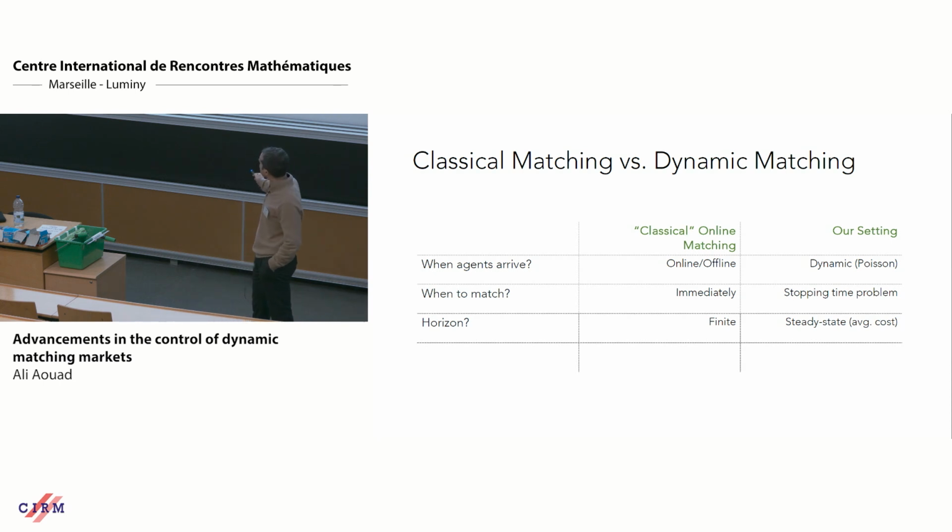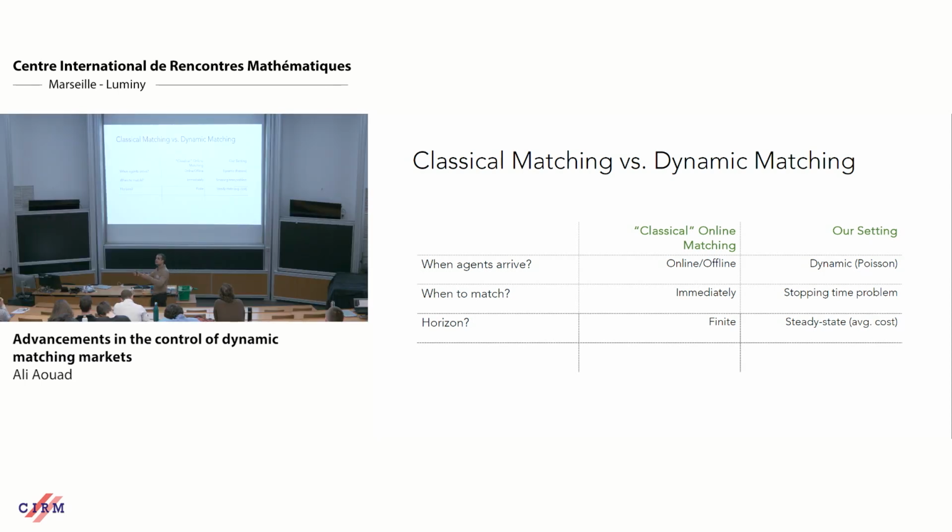Now, there's this interesting question also of when to match, and this is perhaps the element that most differentiates these two models. In the classic online matching setting, when a customer pops up, you have an opportunity to match, and then it's done. You move on to the next customer arriving. In this case, we have some form of stopping time that we have to solve at the same time, because we have this inventory, this stock of agents waiting in the different queues, and we are choosing when we want to make the matches.